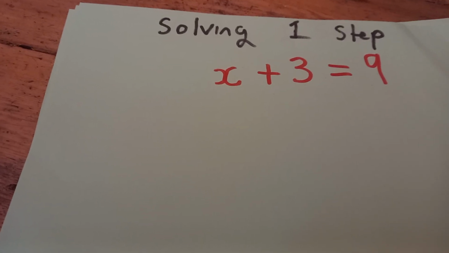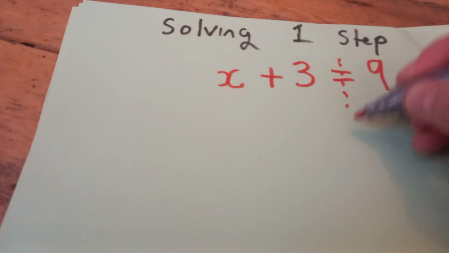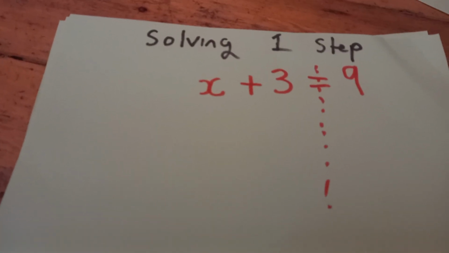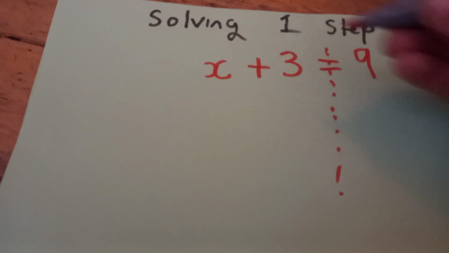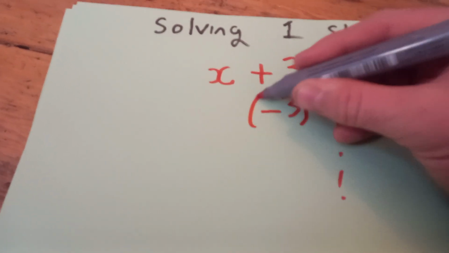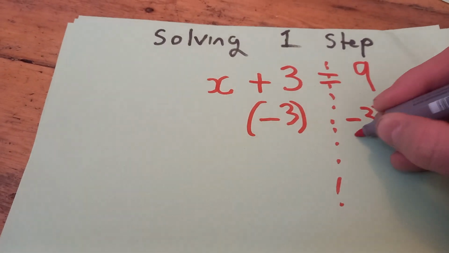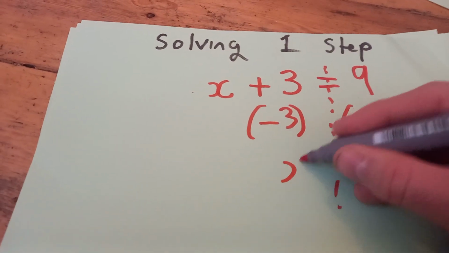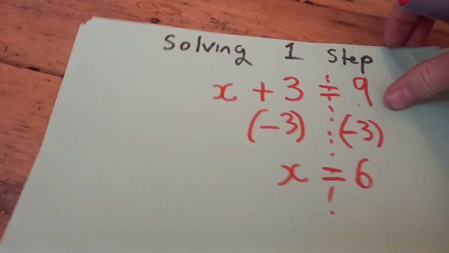The first thing you do is think of it as two sections. To help you with that image, we're going to build a wall, okay? And our aim is to get this x on its own. It could be any letter you like. The first thing I'm going to do is minus 3. Why am I going to minus 3? If I minus 3 on this side of the equation, I must minus 3 on this side. So the aim is to get the letter on its own. 3 minus 3 is gone, so x equals 9 minus 3, which is 6.